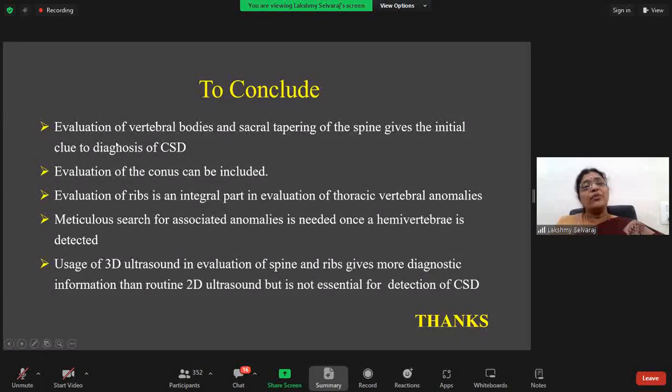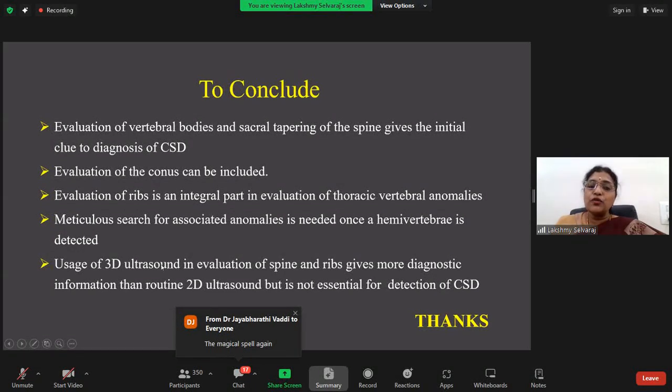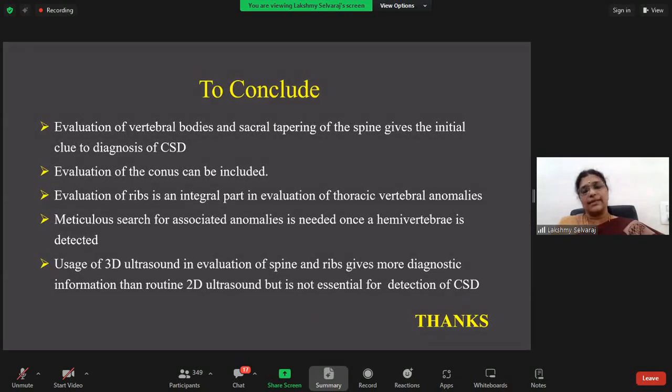To conclude, evaluation of the vertebral bodies and sacral tapering of the spine is the initial clue. Evaluation of the conus should be included. Evaluation of the ribs is an integral part in evaluation of thoracic vertebral anomalies. Meticulous search for associated anomalies is needed once a hemivertebra is detected. Usage of 3D ultrasound in evaluation of spine and ribs gives more diagnostic information than routine 2D ultrasound, but it is not essential for detection of CST.